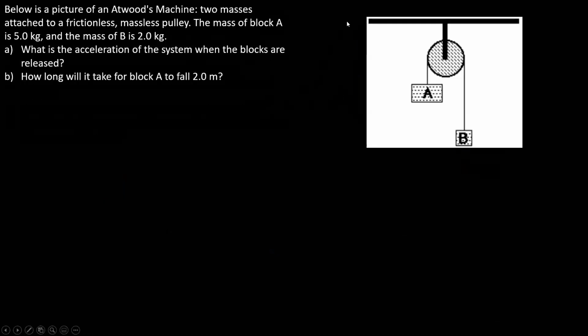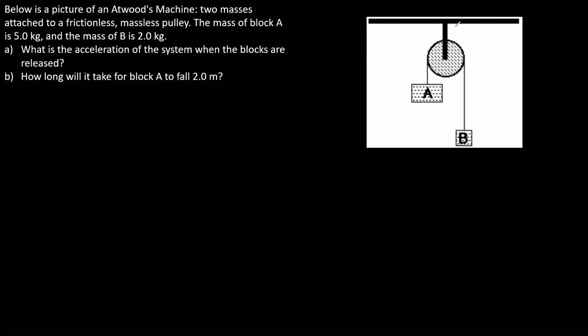All right. Number 3. We have an Atwood machine, 2 masses attached to a frictionless massless pulley. The mass of block A is 5 kilograms and the mass of block B is 2 kilograms. What is the acceleration of the system when the blocks are released?